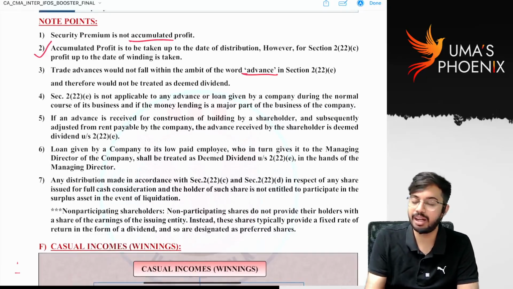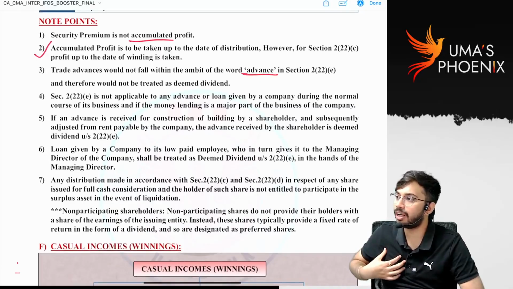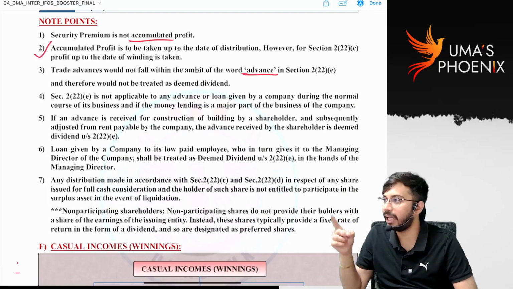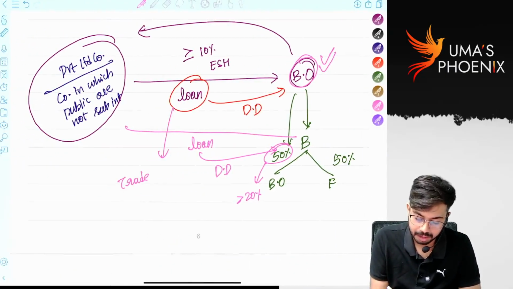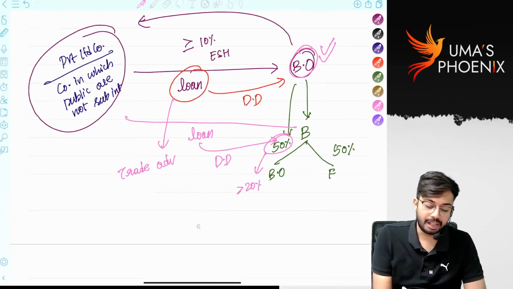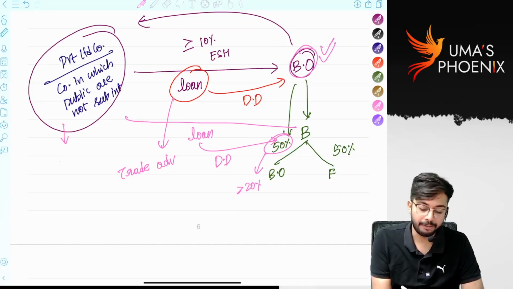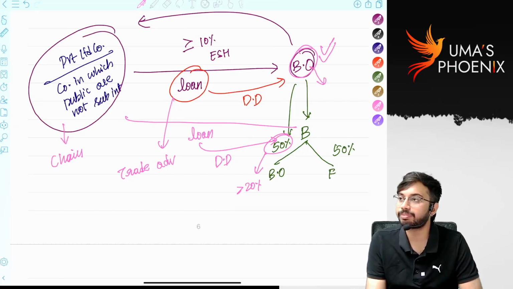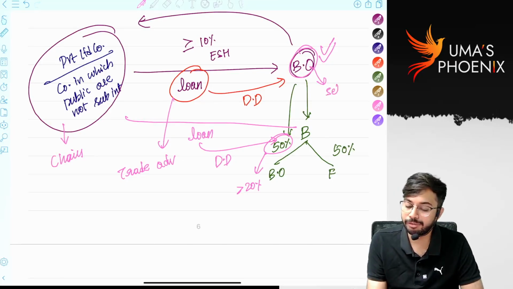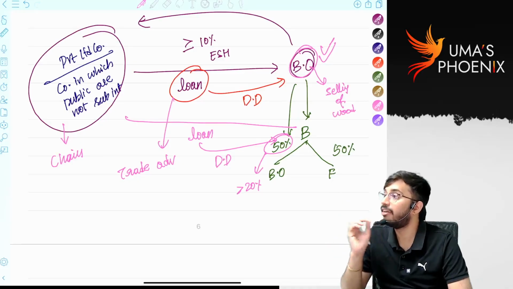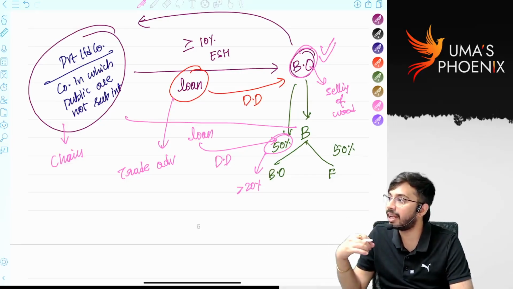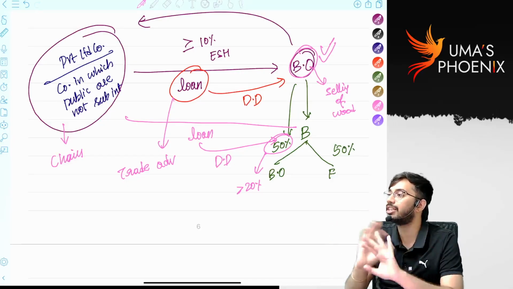See, if any trade advance is received, that means the beneficial owner, if he gets any loan from a private limited company, it is deemed dividend. But if the loan is in the form of a trade advance, that means the private limited company is in the business of manufacturing chairs. The beneficial owner is in the business of selling wood. So with regard to the purchase of wood, an advance is given by the company to the beneficial owner. The loan was taken in the form of a trade advance. Now it is not considered as deemed dividend.